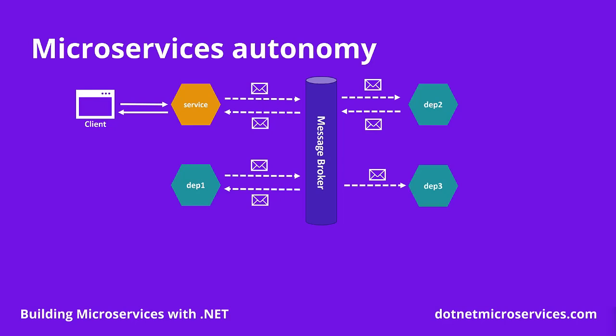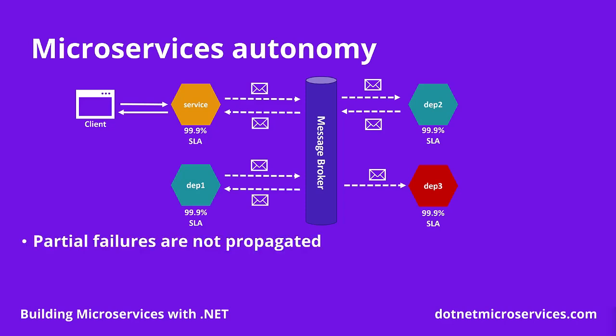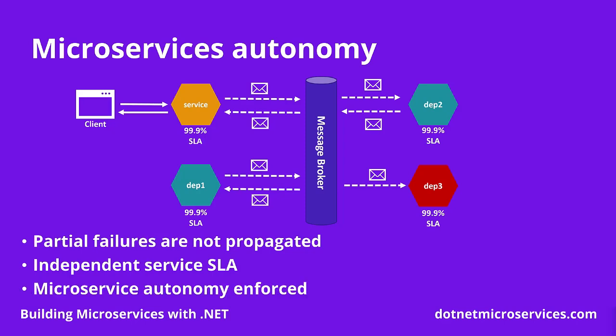The great thing about this kind of layout is that when one of the dependent services fails, it would not cause any impact on the other services, since all of them have been decoupled from each other and only talk to the message broker. So the same SLA that one of the services presents can be honored across the entire system, assuming that the message broker offers high availability. So, with asynchronous communication, partial failures are no longer propagated. Each service has its own independent SLA, and best of all, the autonomy of all microservices is enforced given the lack of coupling between them.